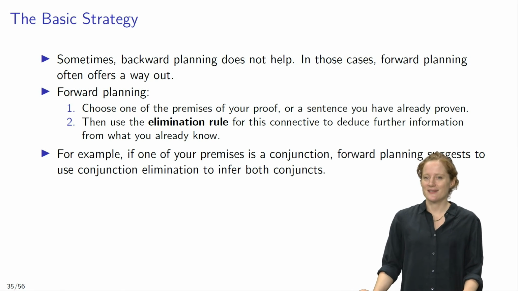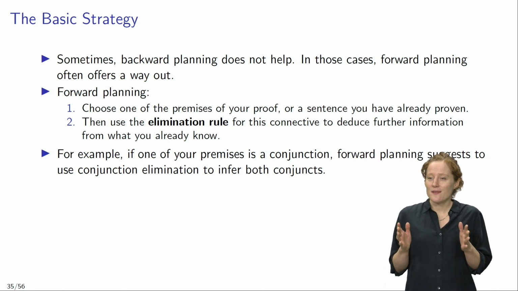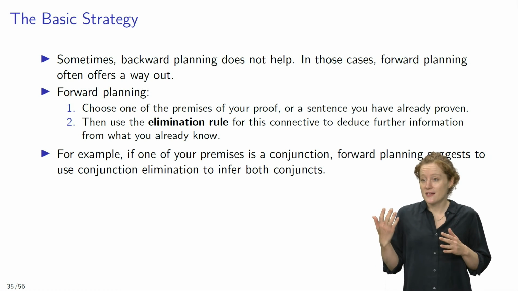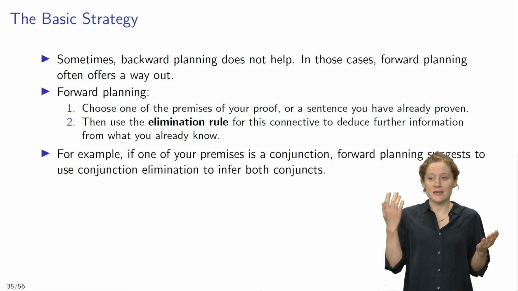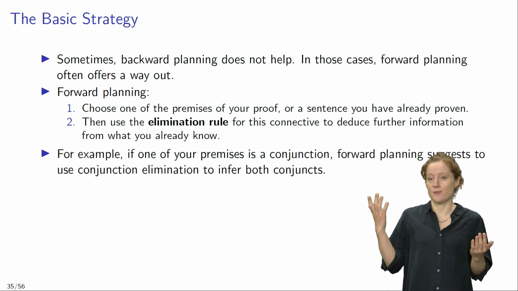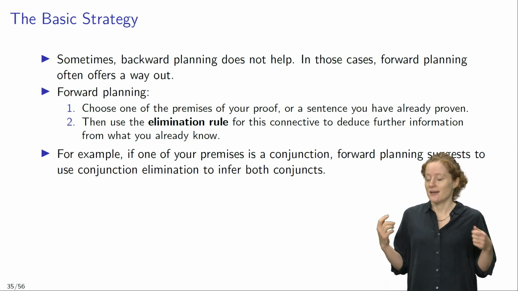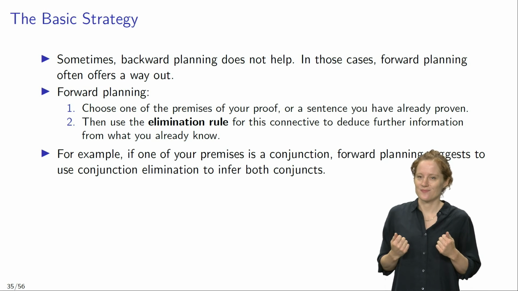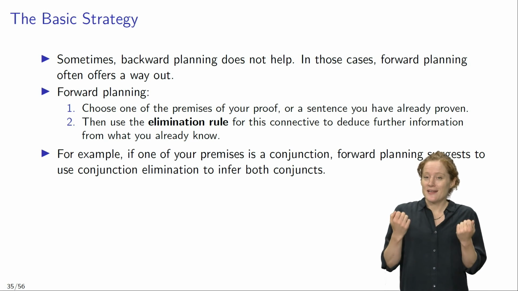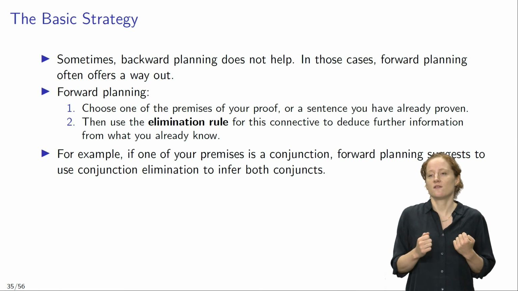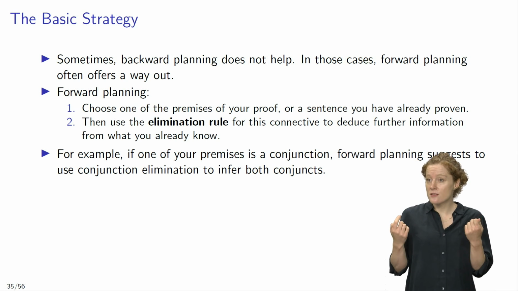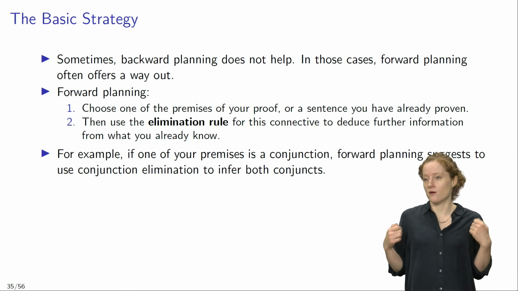The basic idea is this. Look at the sentences that you have already established in your proof. This could be the premises in your proof or sentences that you have inferred from your premises. And choose one of these sentences. Forward planning then suggests to use the elimination rule for the main connective of that sentence to deduce further information from what you already know.